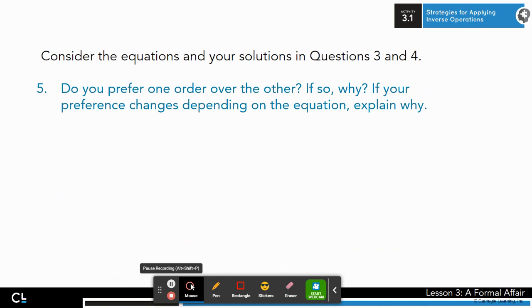With that being said, now go ahead and turn to question 5. It says, consider the equations and your solutions in questions 3 and 4, just like we did. Do you prefer one order over the other? If so, why? If your preference changes depending on the equation, explain why. So at this time, I want you to take about a minute, just one, and write your answer to this question. Pause here.